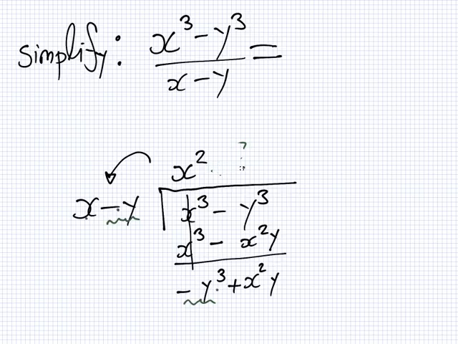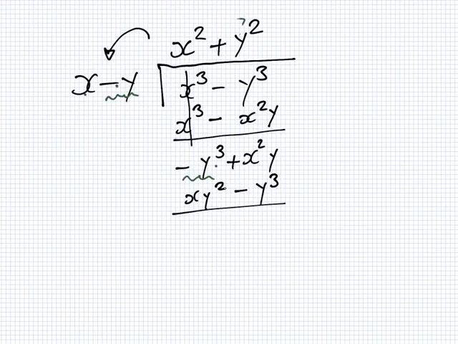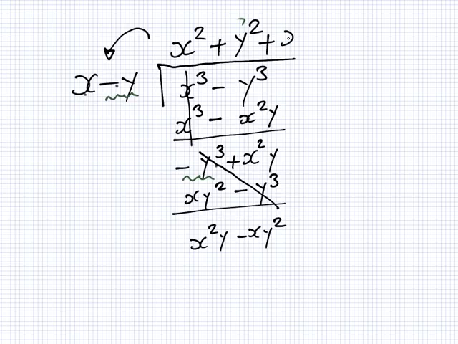Y squared. Yeah, plus or minus? Plus. Plus y squared. So that makes xy squared minus y cubed. And we subtract again. What cancels here? The y cubes, and we're left with x squared y minus xy squared. Right, it's not too bad now. What could I put up here next? XY. xy, because if I use xy, I get x squared y minus xy squared.